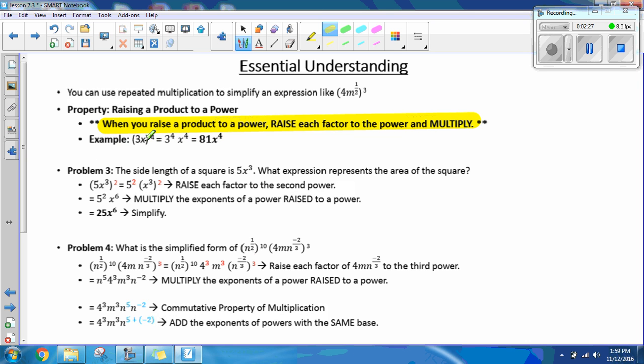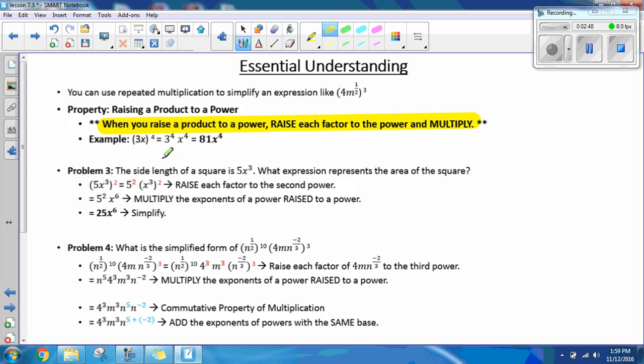For example, if we have the quantity 3x raised to the 4th power, we can rewrite that as 3 to the 4th power, so 3 is one of the factors, and then x as the other factor raised to the 4th power. Simplify the 3 to the 4th as 81, and we get 81 times x to the 4th power.